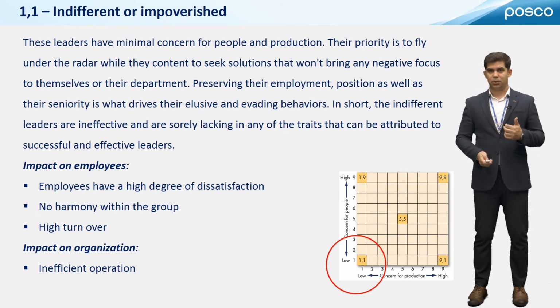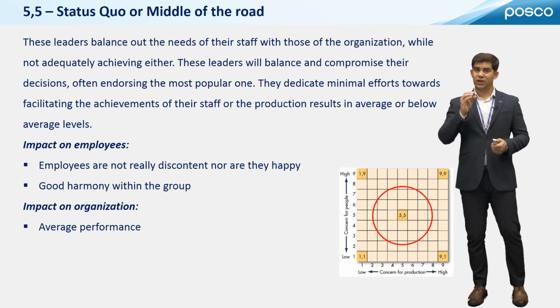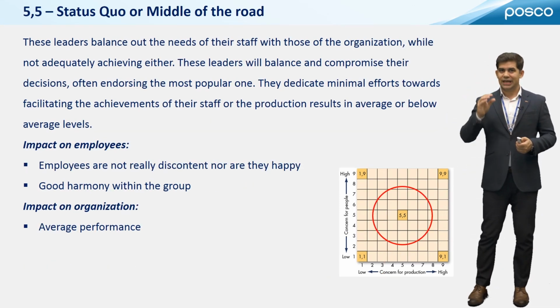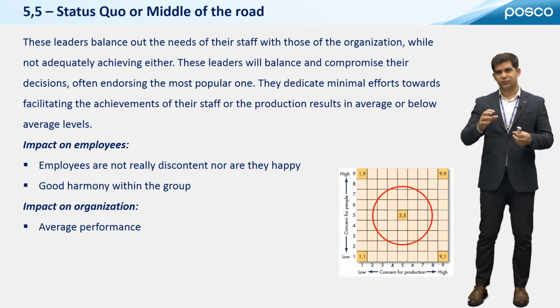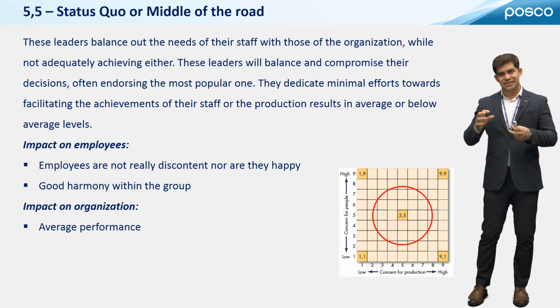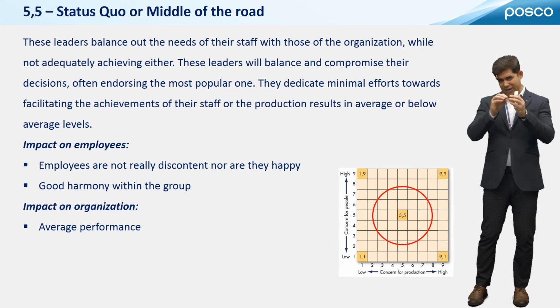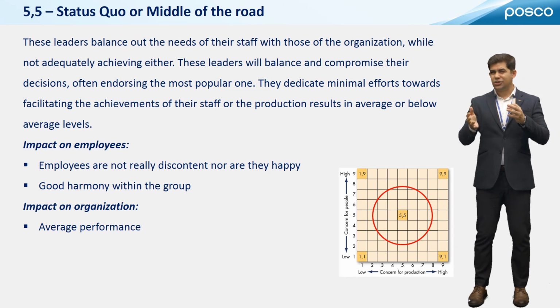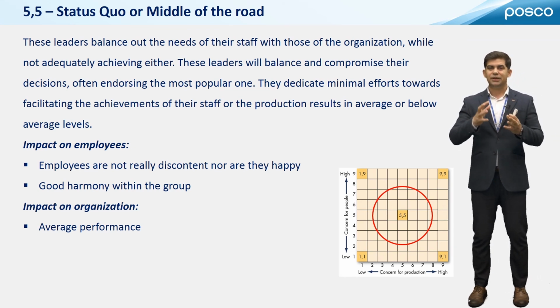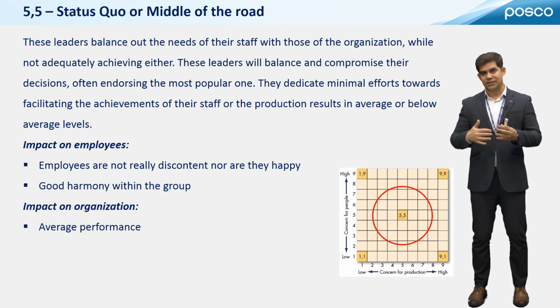Moving on to the next one, which is 5-5, where there's a moderate concern for people and just about a moderate concern for task. In this, the leader will focus just a little on employees, right in the middle. So employees are not really discontent, but they're just living with it. There might be generally good harmony among the group, but they are not completely satisfied. And since the concern for task is relatively in the middle, you generally have an average performance of the team.